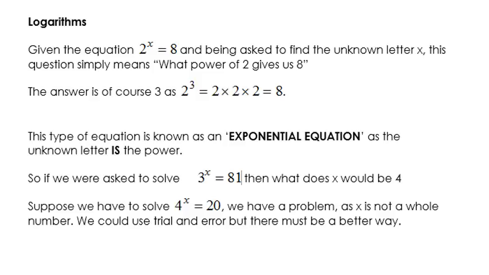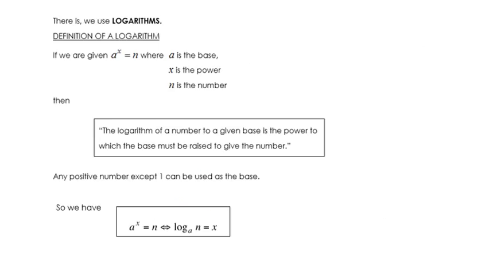Those two examples are relatively straightforward. However, if we were asked to solve 4 to the power of x equals 20, then we've got a problem, because x is not going to be a whole number. If you're good at maths and have a natural feeling for it, then you might be able to do it without using a calculator. But if x is not going to be a whole number, you could use trial and error, but it would take you a long time, and there is a better way. This better way is to use something called logarithms.